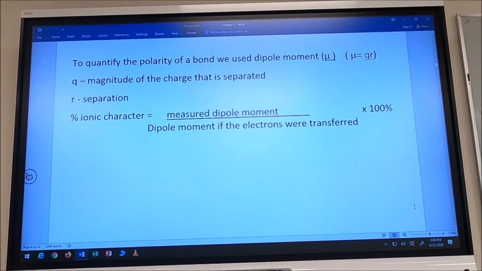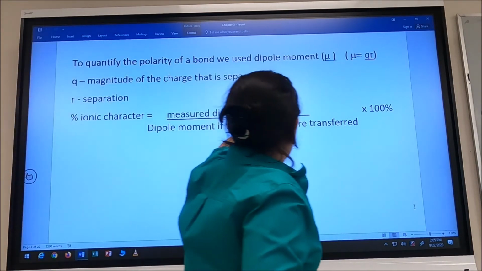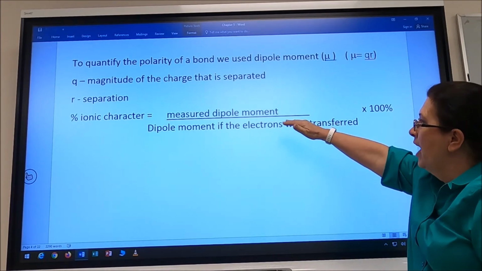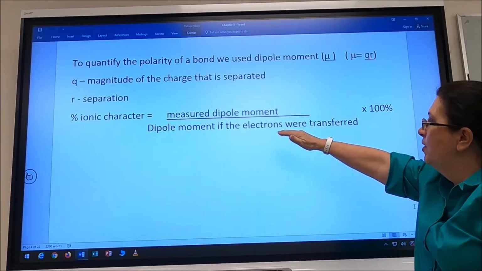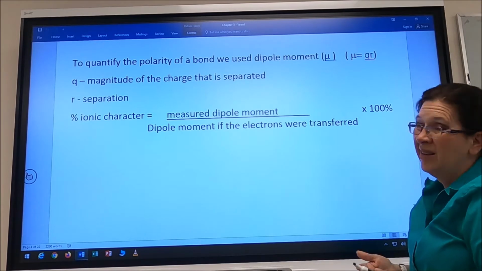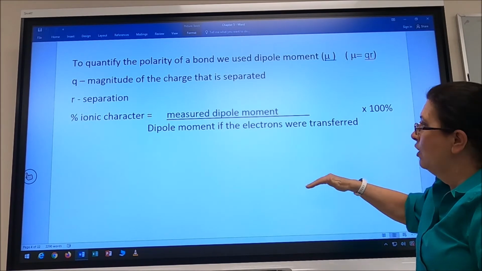So, to quantify the polarity of the bond, we can use something called dipole moment. Now, if you take a 400 level physical science class, you'll talk about dipole moment quite a bit. It's the magnitude of the charge times its separation. Okay? And the percent ionic character is based on the measured dipole moment divided by the dipole moment if the electrons were transferred. It's a lot of math. Don't worry, I'm not going to make you do it.